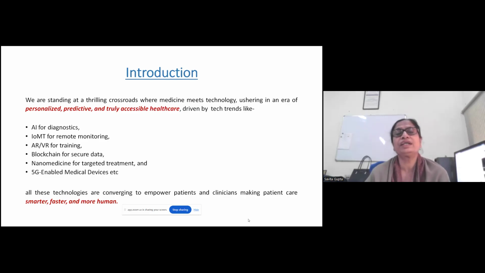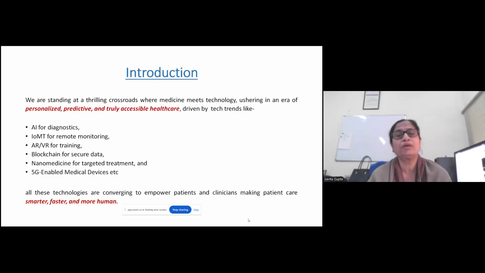We are standing at a thrilling crossroads where medicine is meeting technology, and we are moving into the era of personalized, predictive, and truly accessible healthcare. These days, healthcare is accessible to everyone, even in rural areas. Why? What are the technologies behind that? Because we are talking about virtual assistants, telehealth, telepsychiatry. All these technologies are making it possible.